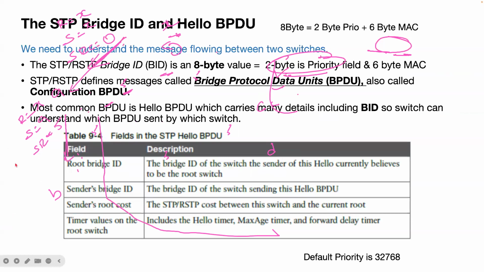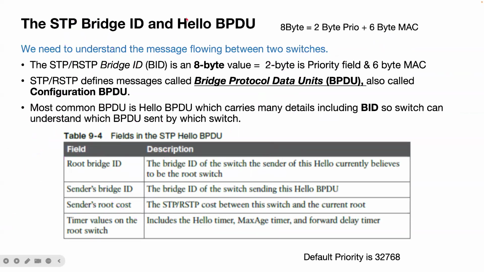Okay. Now I understood what will change and what will not change. Root bridge ID will not change. Sender bridge ID and sender root cost will change. We have timer values also. Hello timer is 2 seconds, max age timer is 20 seconds, forward delay timer is 15 seconds. And by default in Cisco switches, the default priority is 32768. I said priority 10, 20, 30 and so on, but by default it will be 32768. If you want to change it, you can change it.